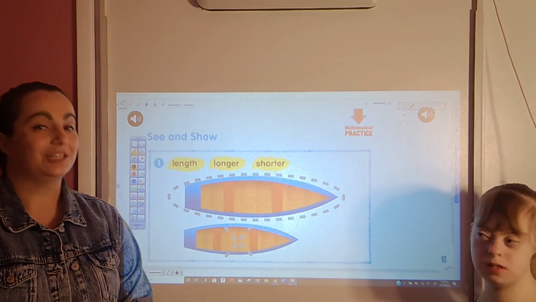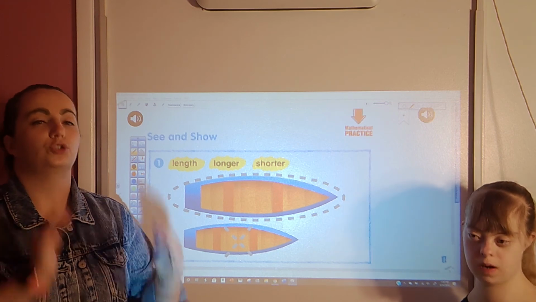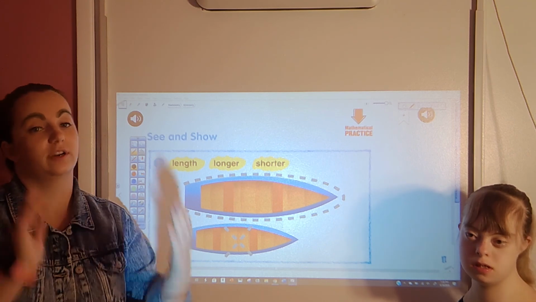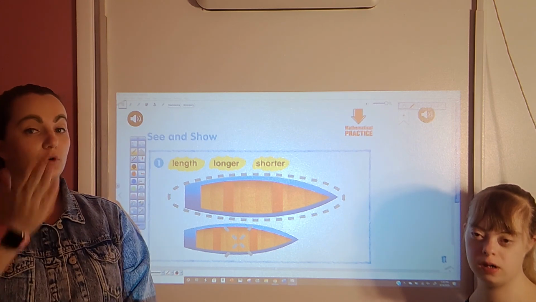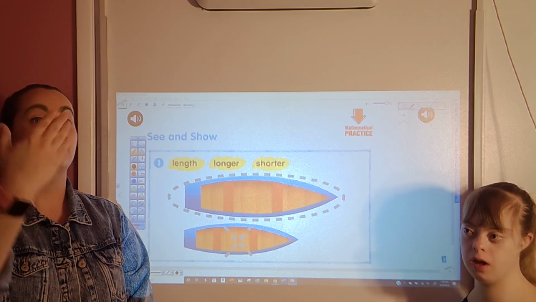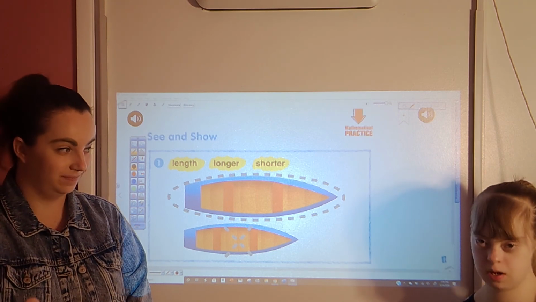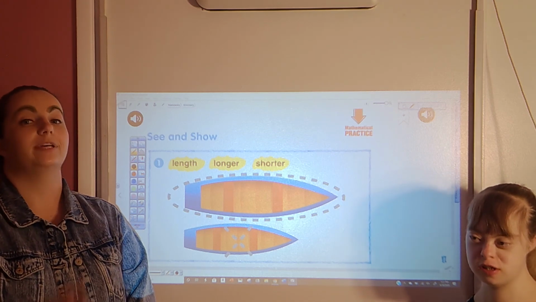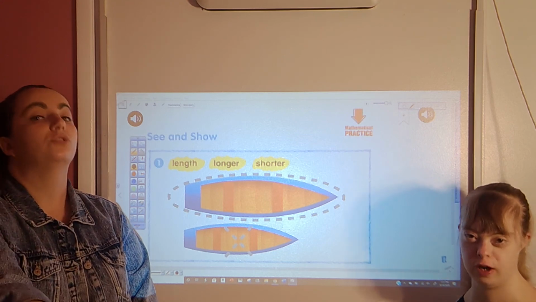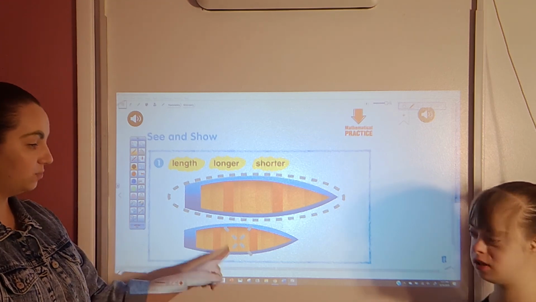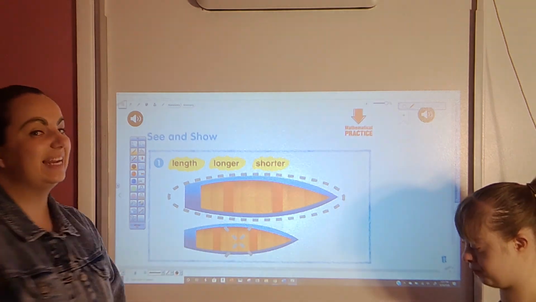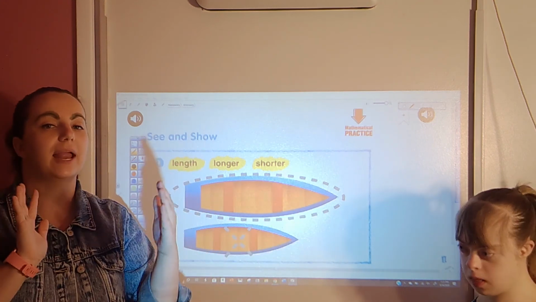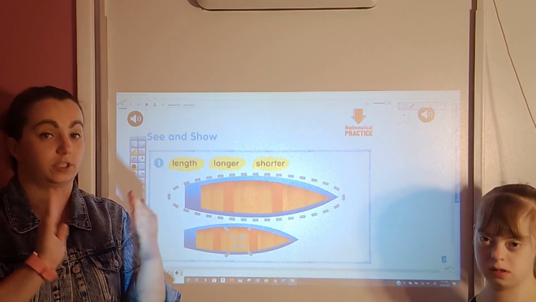Another word we're going to use to describe length is shorter. Let's get comfortable using the word shorter. I'm going to say shorter, and I'd like you to say shorter. Ready? Shorter. Good. One more time. Shorter. Good. Like this boat is shorter. It doesn't have as big a measurement. The length is smaller or shorter.